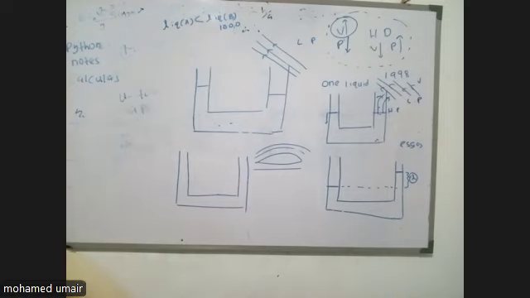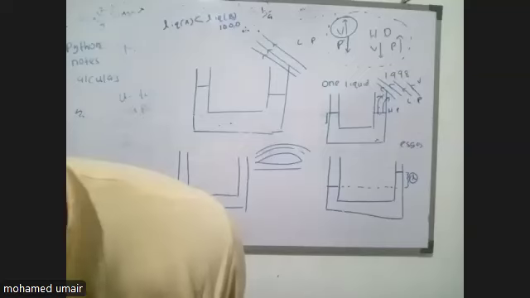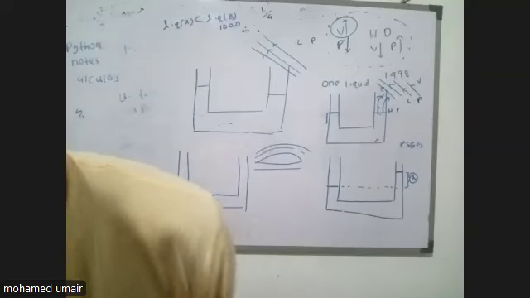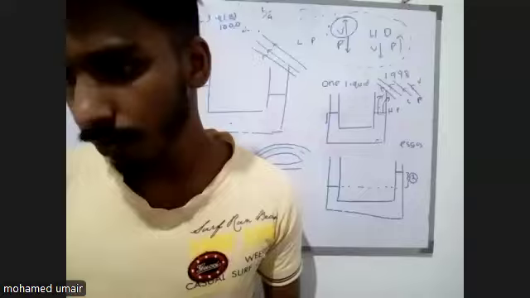What was the density we found in the last class? 800 kilogram per meter cubed. Sorry? 800. 800? Yeah. Okay, so it is 800. Okay.